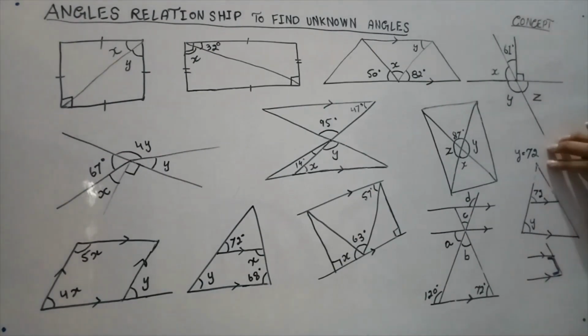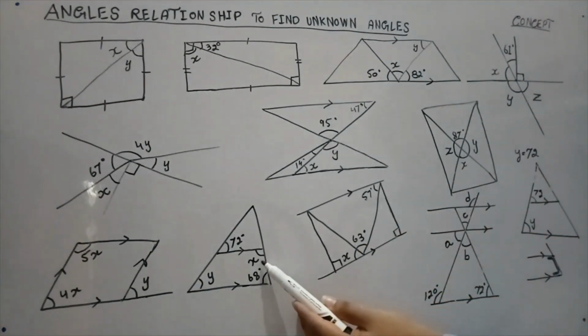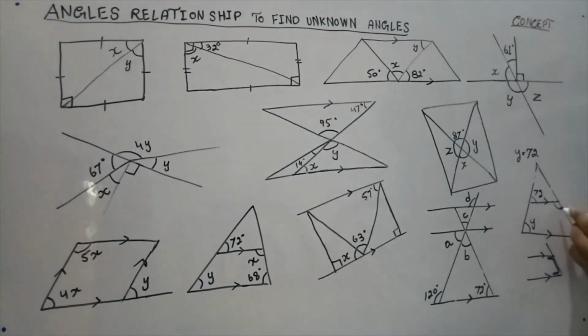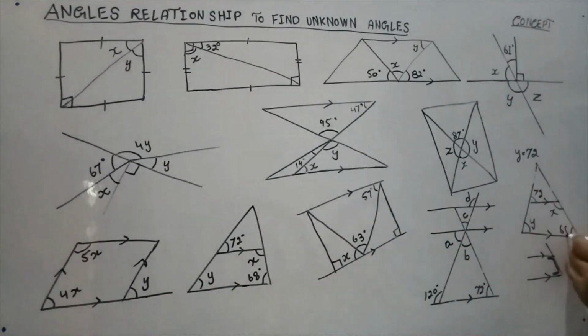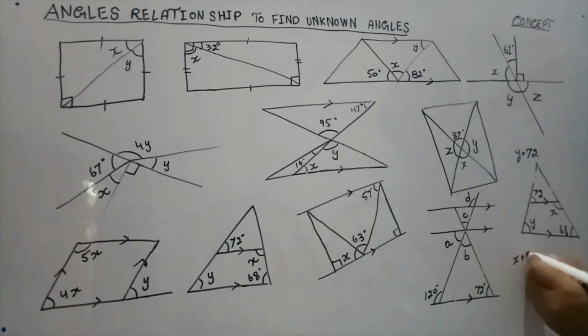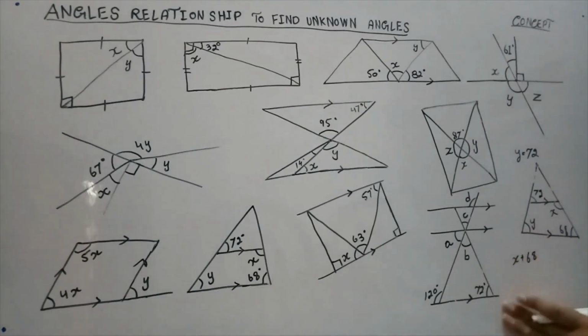Actually this is this side of this triangle. Here this angle is equal to x, and this angle is equal to 68 degrees. So the co-interior angle theorem says that the sum of these two angles, angle x and 68 here, the sum of these two co-interior angles, will be equal to 180 degrees.